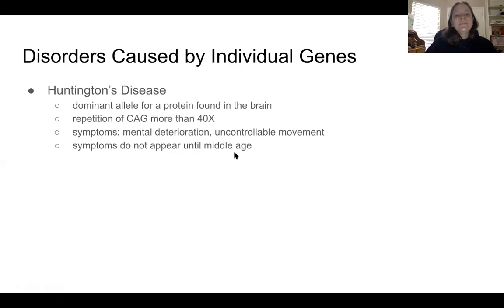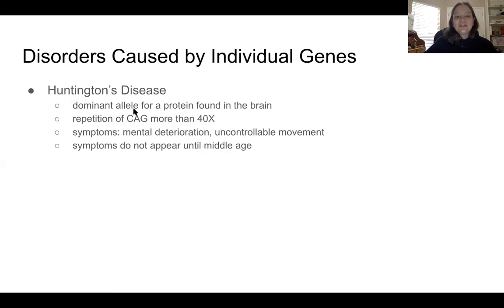So they do have genetic testing. If someone in your family has Huntington's, you can get tested for it at an earlier age. You don't have to wait to see if you have it. But what it's caused by is this repetition. You repeat this CAG in the DNA more than 40 times. It's just this repetition of the same codon, so you end up repeating the same amino acid in your protein over and over again.